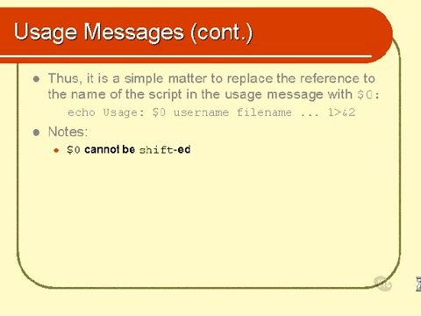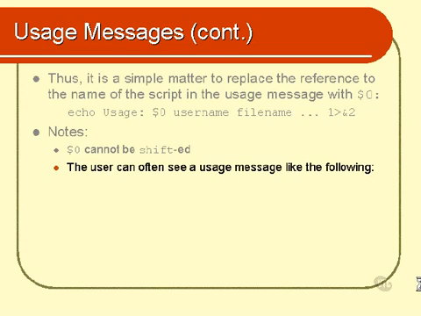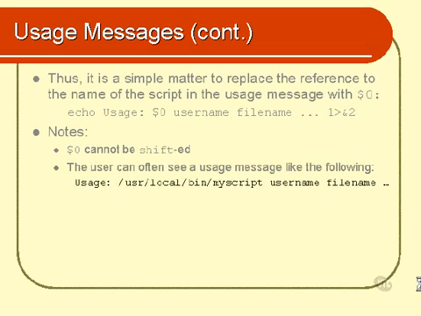And it's also interesting to keep in mind that the user can often see a usage message. If you use the $0 option just like this, you can end up with usage messages that look like the following. Usage: /user/local/bin/myscript, and then the rest of the usage message. Now that's probably quite accurate. If that happened to be the way they called it, they may have actually typed that in on the command line. But it doesn't make for a very user-friendly usage message.